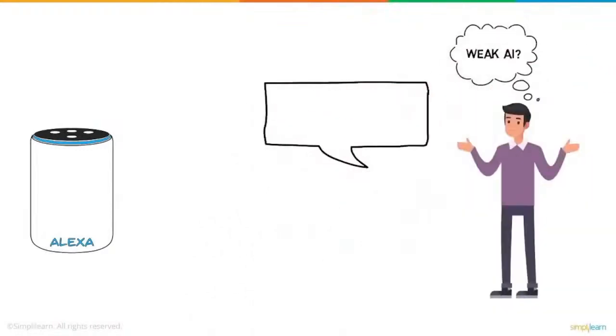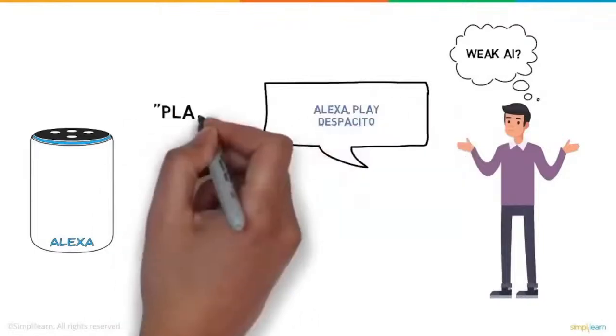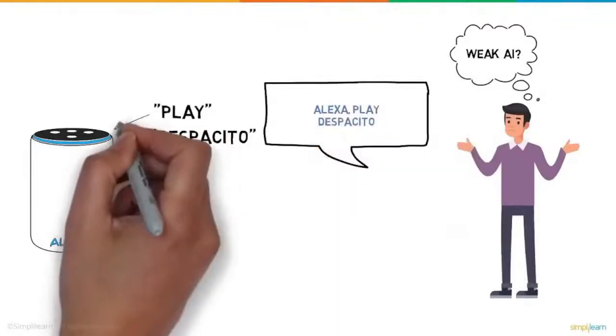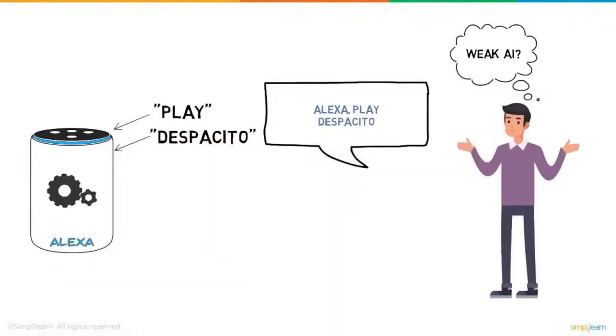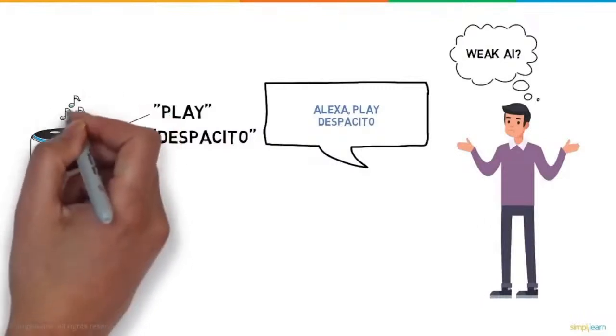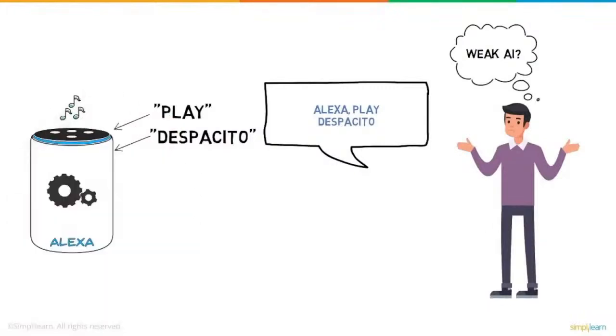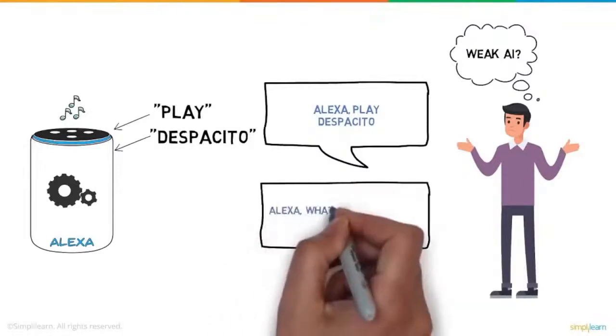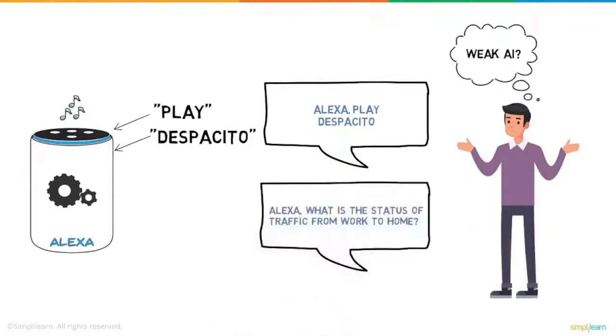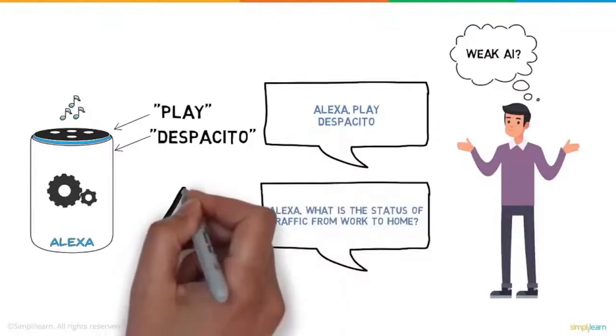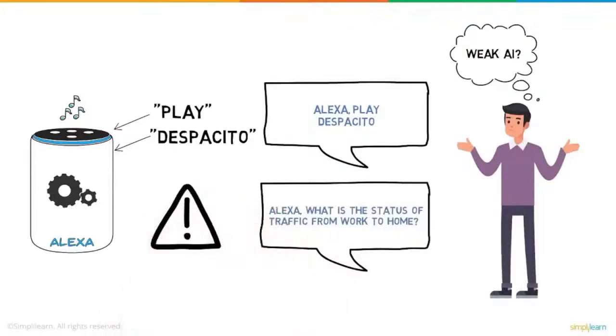When you ask Alexa to play Despacito, it picks up the keywords play and Despacito, and runs a program it is trained to. Alexa cannot respond to a question it isn't trained to answer. For instance, try asking Alexa the status of traffic from work to home. Alexa cannot provide you this information, as she is not trained to.